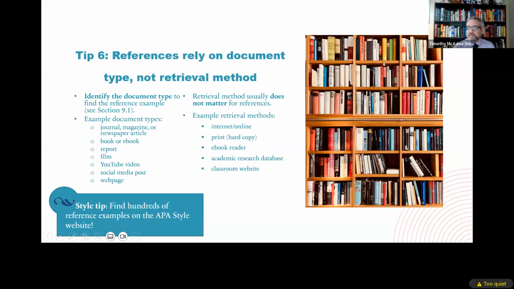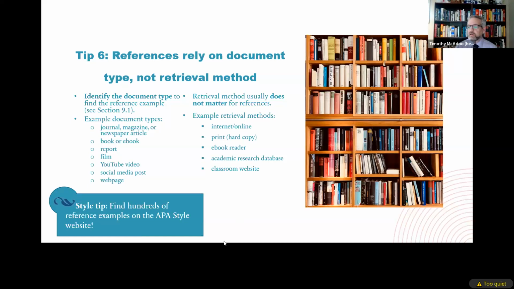And tip 6 is, again, about references, specifically finding the reference example that you need. So with APA Style references, to find the reference that matches the source you need, focus on the type of document that it is, examples of which are in the left column there. It's a journal article, or it's a YouTube video, or it's a social media post. Note that the retrieval method, how you got the work, doesn't usually make a difference to the reference.